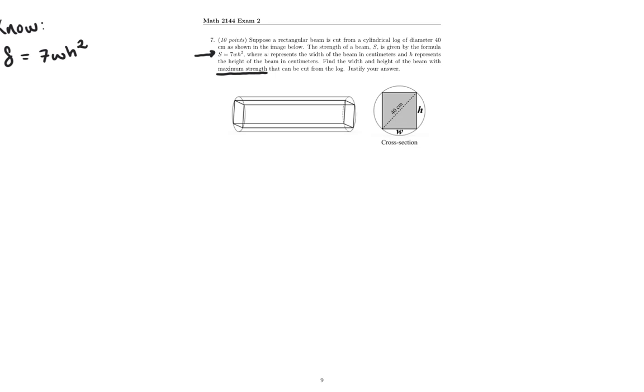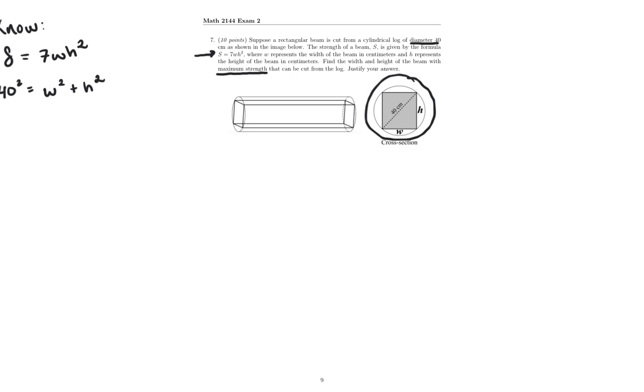And I also know that the diameter of the log is 40 centimeters as shown in this cross section, right? So can I come up with some sort of constraint equation that relates 40, H and W? Well, yeah, I could use Pythagoras' theorem. I know that 40 squared is going to be equal to W squared plus H squared.